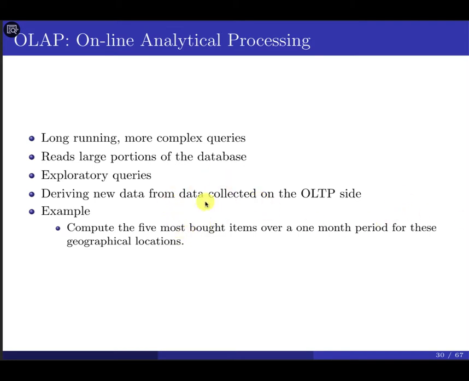So again, one example here: maybe you're going to compute the five most bought items, or the most bought item over one month or every single month. Usually, for example, in April people tend to buy this item, and in May people tend to buy that item. Or maybe you'll try to find a specific number of most bought items over a one month period. So in this case, you're going to access a huge amount of data in order to give me something new. Okay.